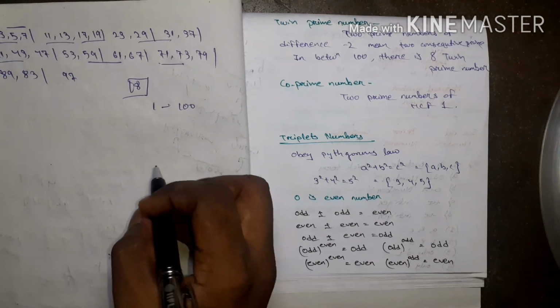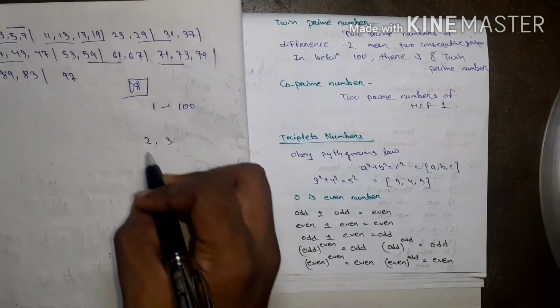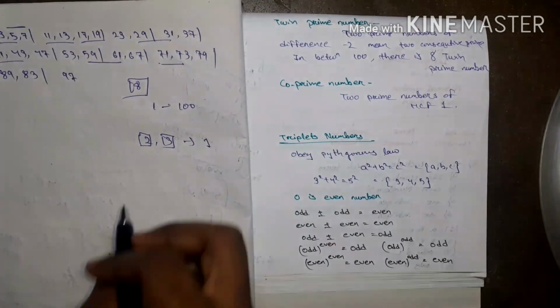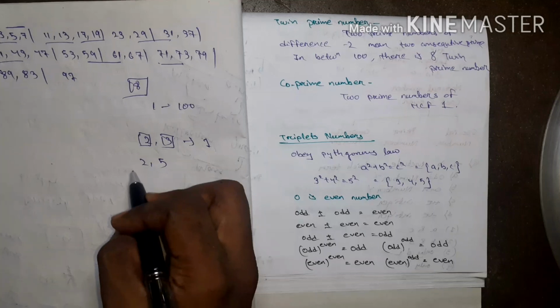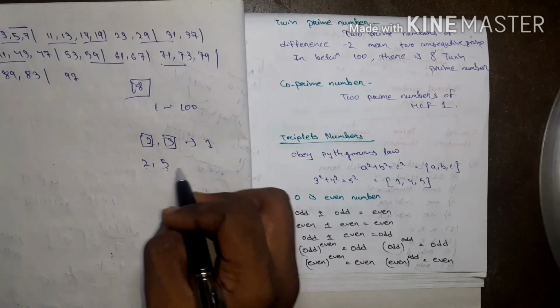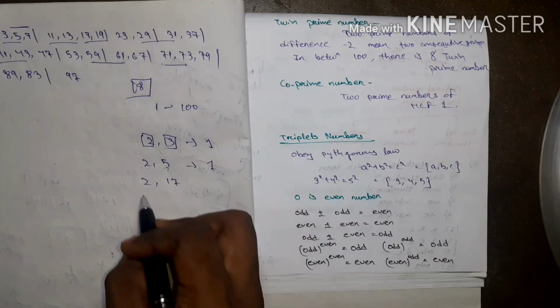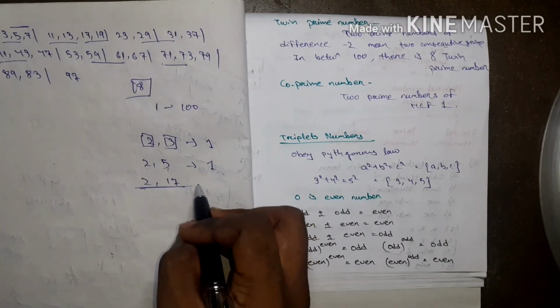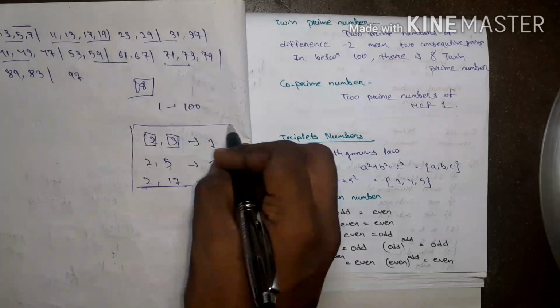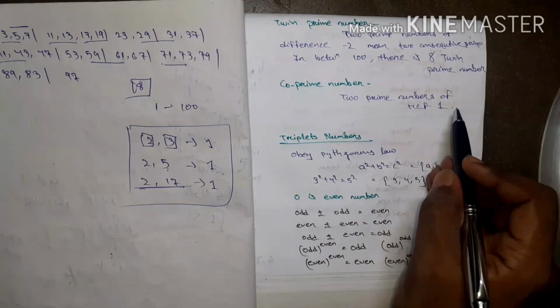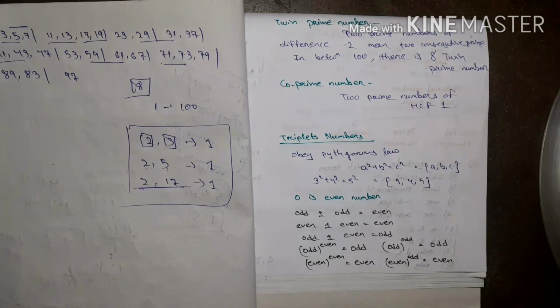Okay. Then two prime numbers 2 and 3. These are two prime numbers and their HCF is 1. Then 2 and 5, two prime numbers and their HCF is 1. 2 and 17, two prime numbers and the HCF is 1. So these all are what? Co-prime numbers. Co-prime numbers mean two numbers whose HCF is 1.